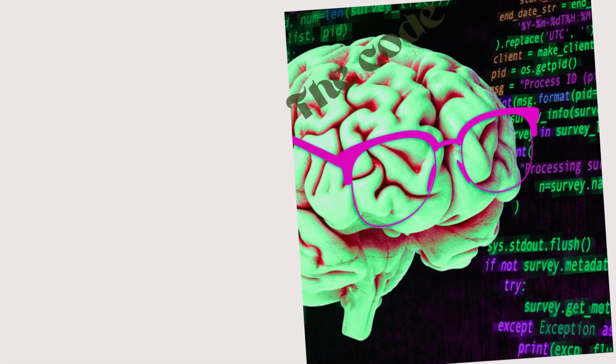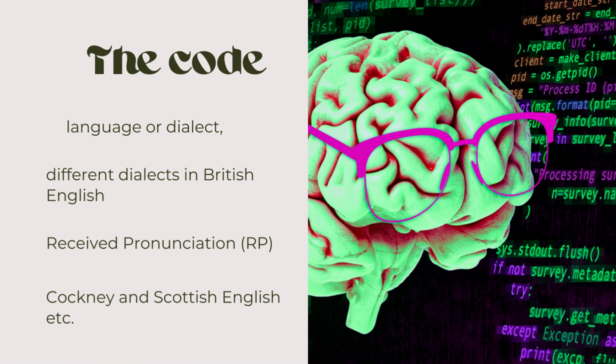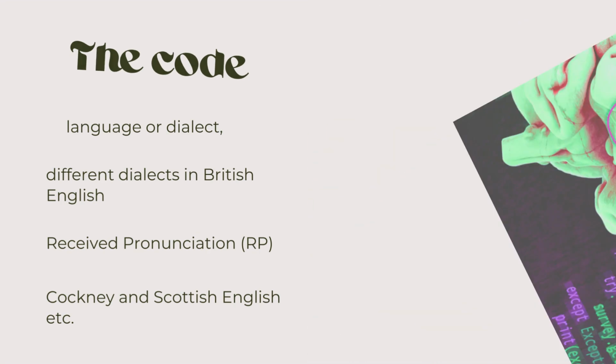Come towards the code. The code is the language or dialect. For example, there are many different dialects in British English, each with their unique features of pronunciation, vocabulary, and grammar. Some of the most well known British English dialects include Received Pronunciation, which is called RP, also known as Standard British English. This is the accent commonly associated with the educated speaker in southern England. Similarly, Cockney and Scottish English, etc.